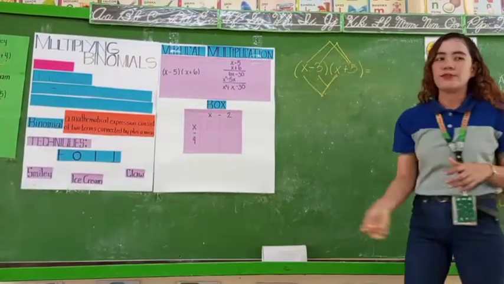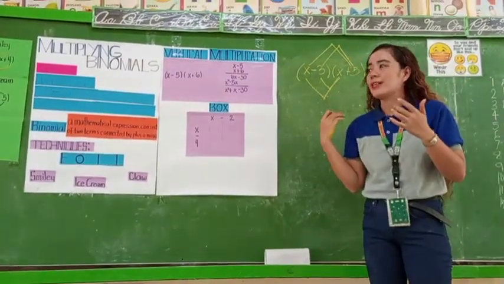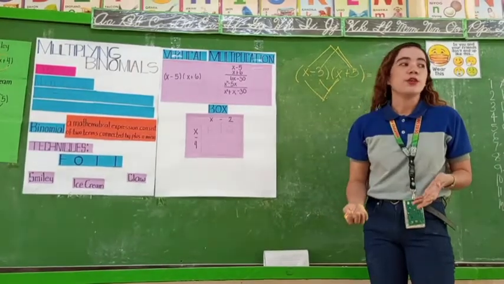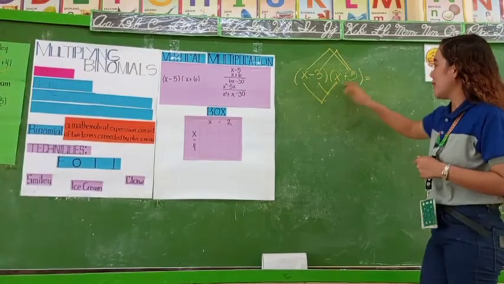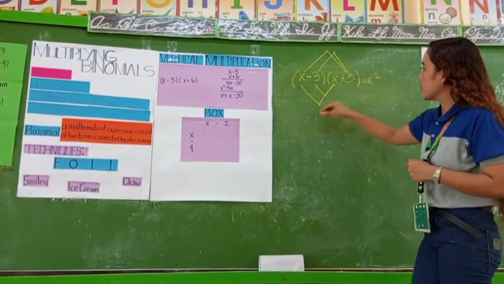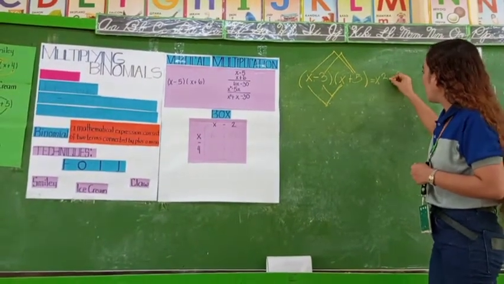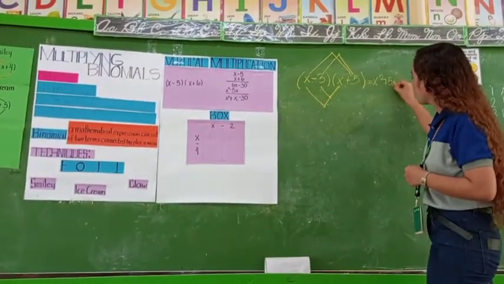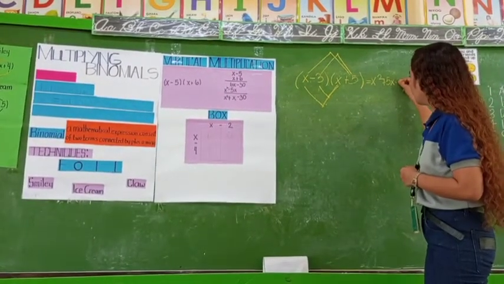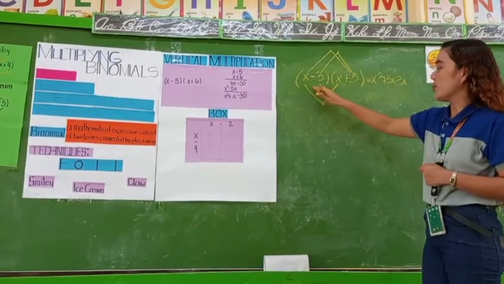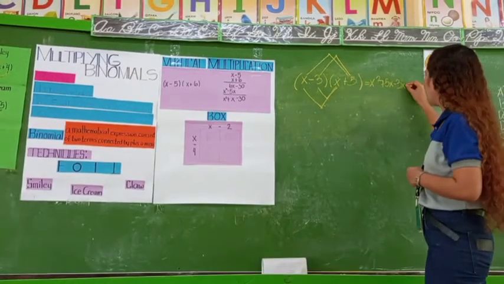It's just a matter of perspective, you guys. Whatever kind of method you want, as long as you do the right process. So, first term, x times x is x squared. Second term, we have x times positive 5, we have plus 5x. The inner term, we have negative 3 times x, we have negative 3x. And then the last term, we have negative 3 times positive 5, we have negative 15.